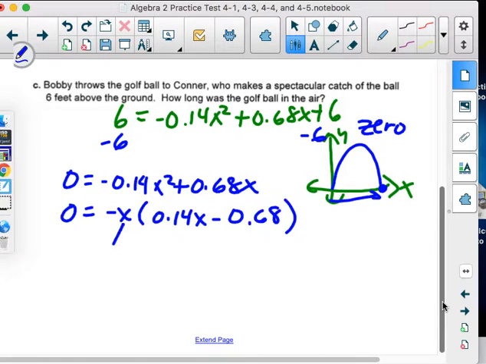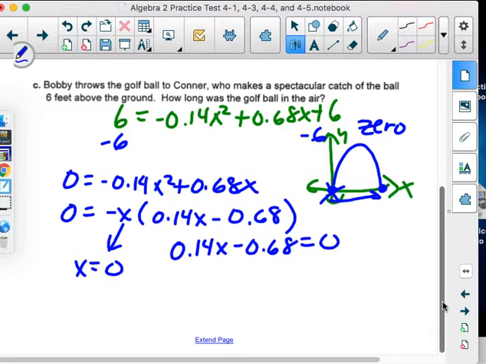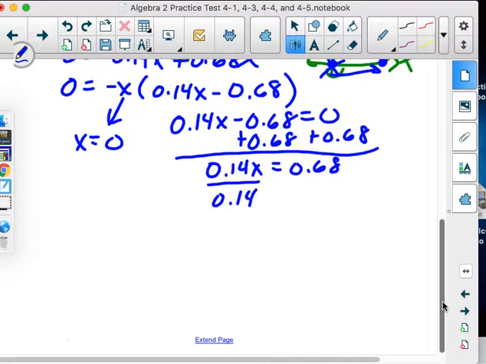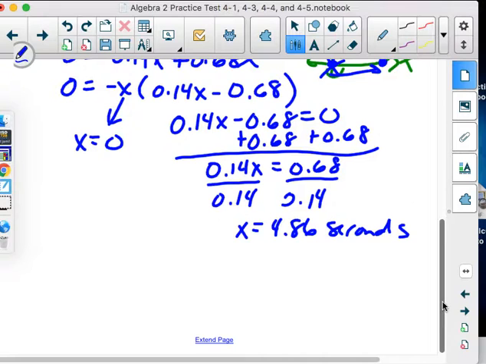And then I need to find the zeros. Well, the zero for this one is going to be x equals 0 because 0 times anything is 0. Pretty obviously, that's this point right here. I don't want that one. I want the other one. So the other one comes from 0.14x minus 0.68 equaling 0. So we would add 0.68 to both sides. 0.14x will equal 0.68. And then we will divide both sides by 0.14. And x will equal 4.86. And our x values were in seconds. So whenever we're solving, remember the only way we've done that so far in this chapter is by factoring. So we have to factor to solve.